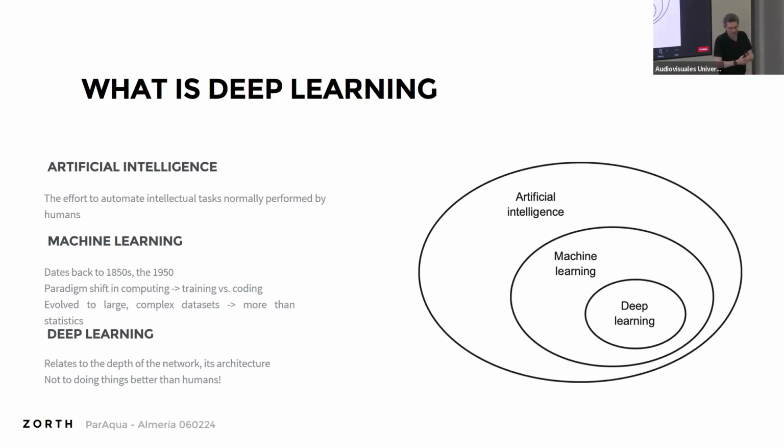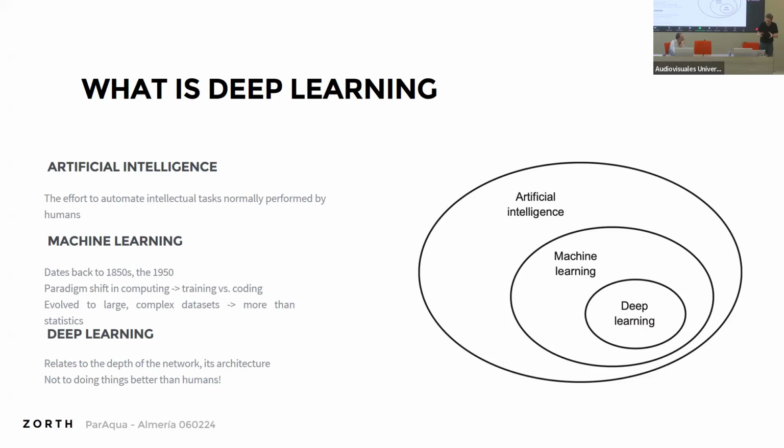Okay, what is deep learning? Well, deep learning is a subset of machine learning and artificial intelligence. Artificial intelligence, you can find many, many definitions for it. But for me, it's really just the effort to automate intellectual tasks normally performed by humans. So that's the activities that we are able to carry out that are formalized into and by a computer. Now, that's a very generic definition.